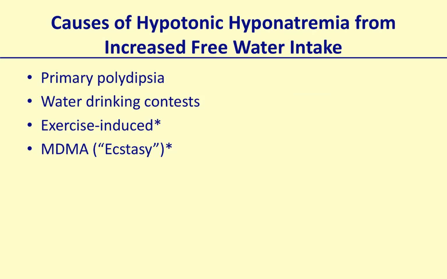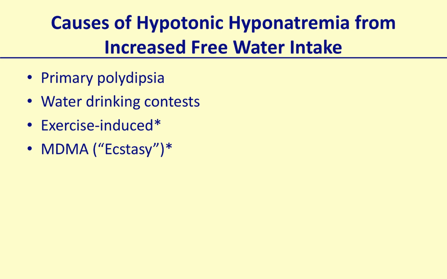Now, what are the main causes of hypotonic hyponatremia from increased free water intake? Primary polydipsia, as I explained, is one of the main causes. It usually happens in patients with psychiatric problems, schizophrenia, where they have delusions that they have to drink water somehow, or they're taking medications that cause thirst or dry mouth, and they feel the need to be drinking water all the time. We also have now water drinking contests.